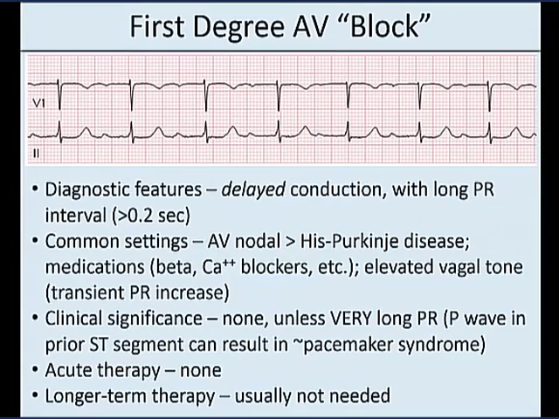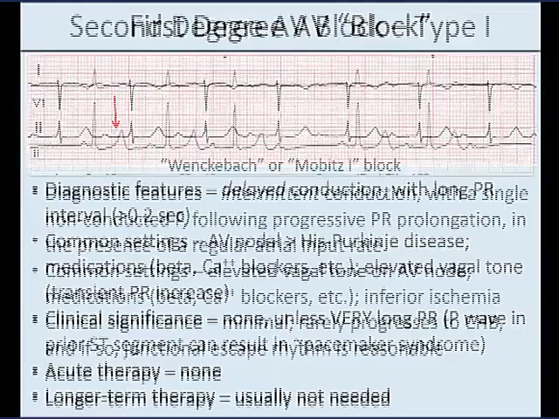Sometimes you'll have a very, very long PR that is almost, especially if the sinus rate increases, the P wave can be in the ST segment, and then it's kind of like pacemaker syndrome. People get this sensation of bulging in their neck because the atria are contracting against closed AV valves and so forth. That's a really pretty unusual situation for the most part. Acute therapy, not necessary. Long-term therapy, usually not necessary. It's just a non-entity, but people see it and get excited about it.